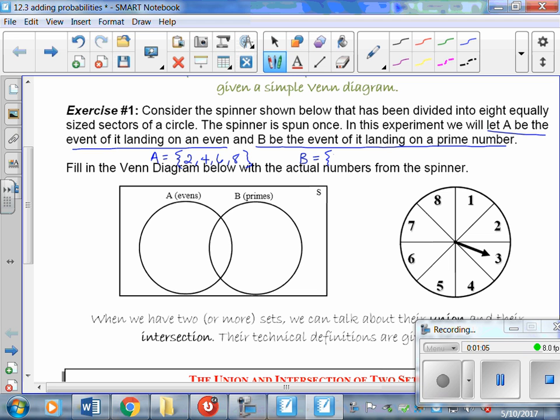If you remember, the first prime number is a special number. It's 2 because it's the only even prime number. 2, 3, 5, 7 are my prime numbers. So in a Venn diagram, we're going to have event A and B. What do they have in common? They have 2 in common, and that would be it. So the 2 goes in the middle, and then we have 4, 6, and 8 in A, and 3, 5, and 7 in B. 2 is what they have in common.